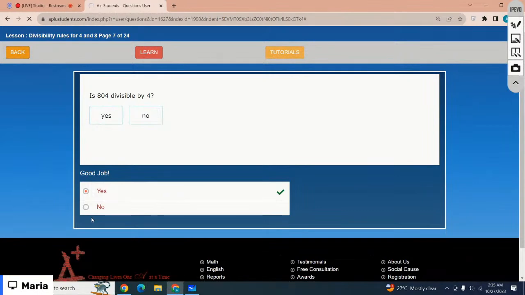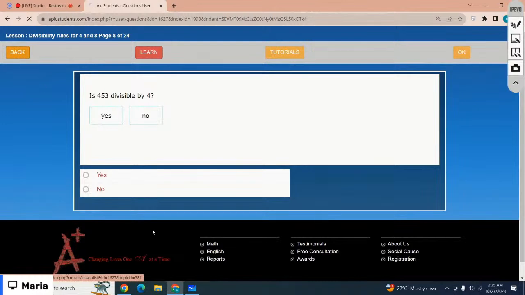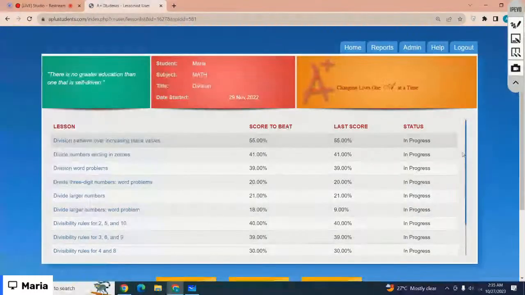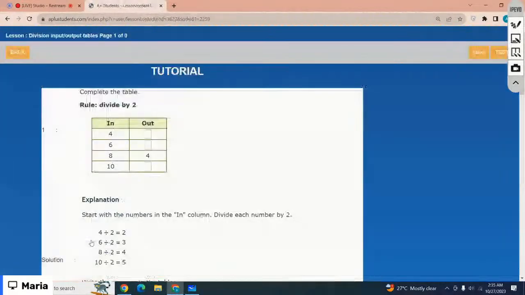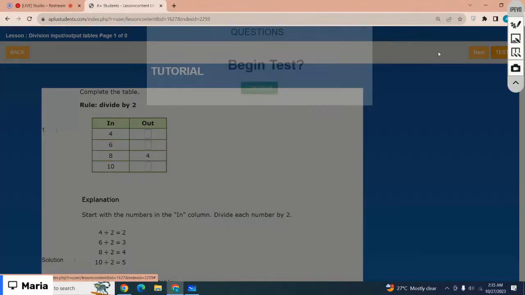The next lesson is divisibility, division, input output tables. The input output tables are exactly the same as the input output tables for addition and subtraction, right? You are given a rule, and you have to apply the rule on the table. So let's just start with the test question.